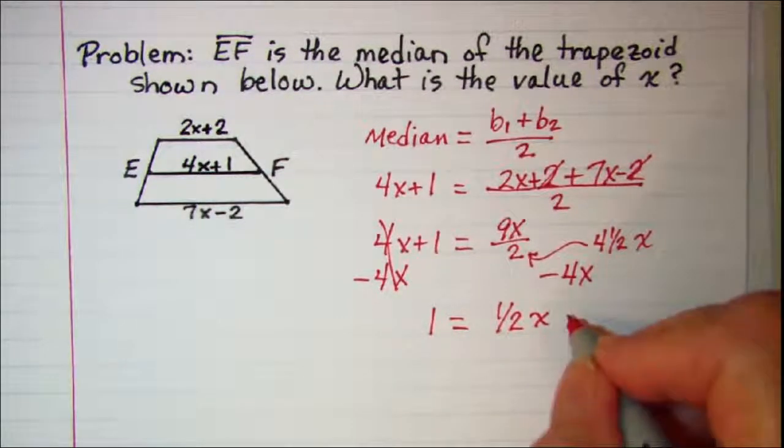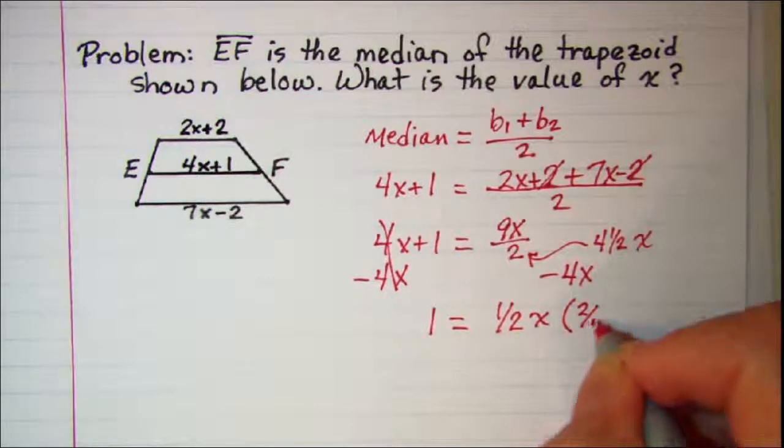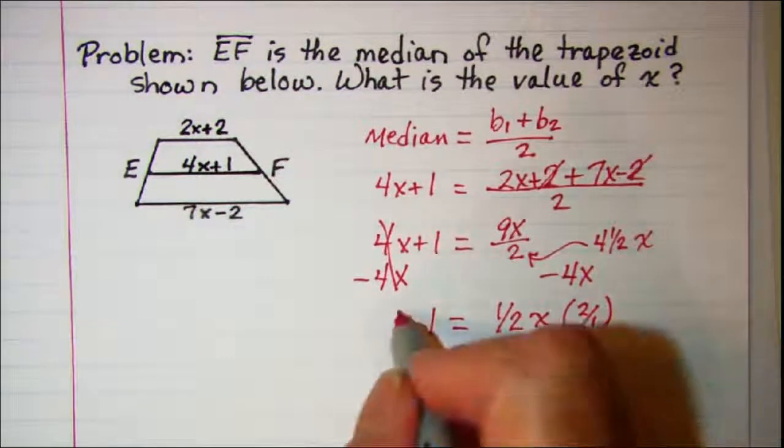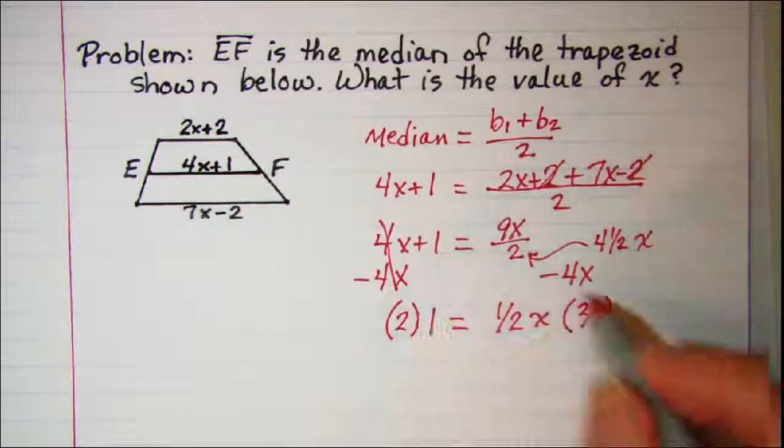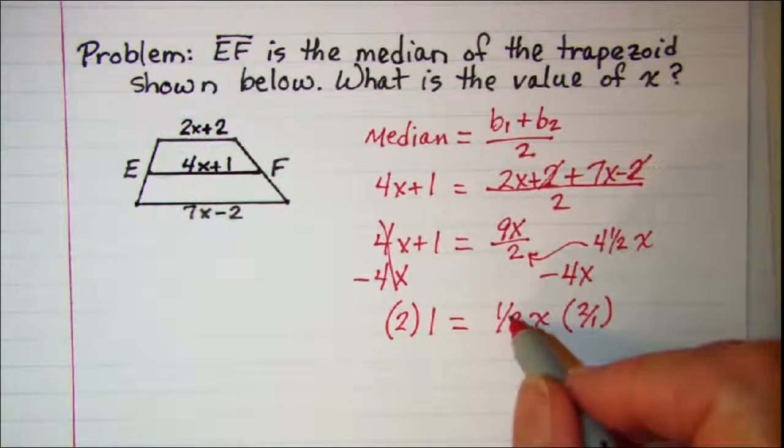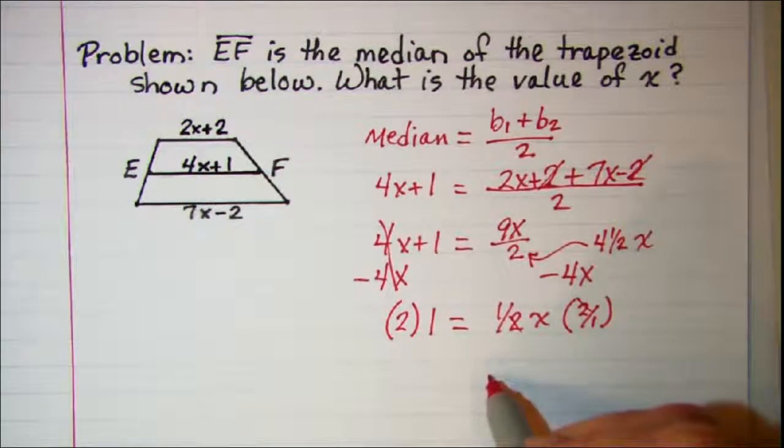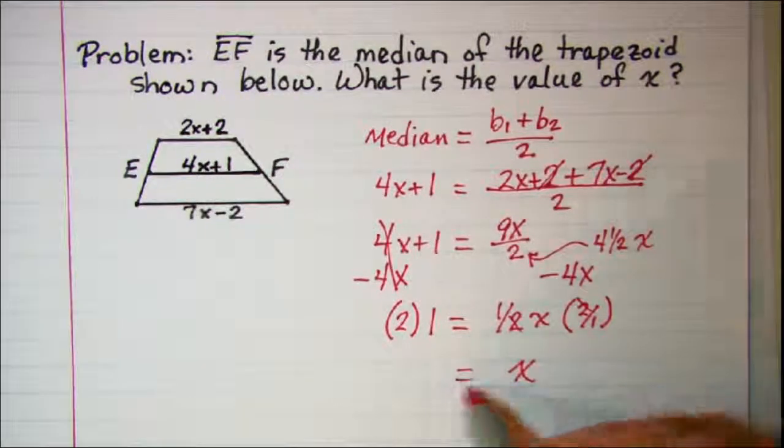To get x by itself, let's multiply both sides by the reciprocal of 1/2, which is 2. These will cancel, and I have x is equal to 2.